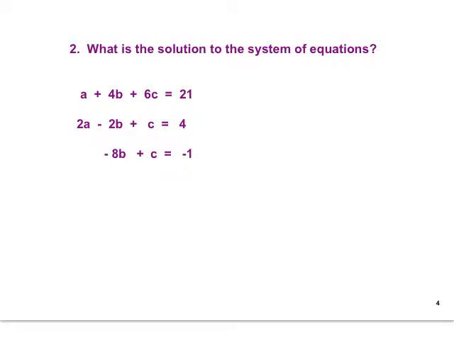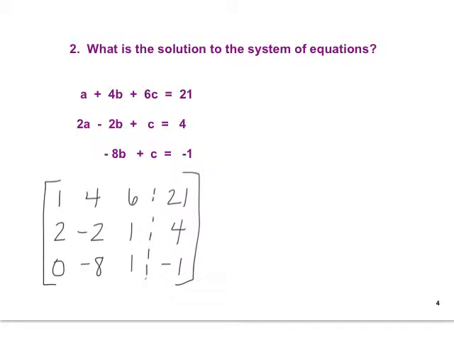A, B, C, equal sign, then constant. I don't have an A here, so I left a blank space. B, C, equal sign, then constant. These are in order, so I'm ready to write a coefficient matrix. So here's my coefficient matrix.